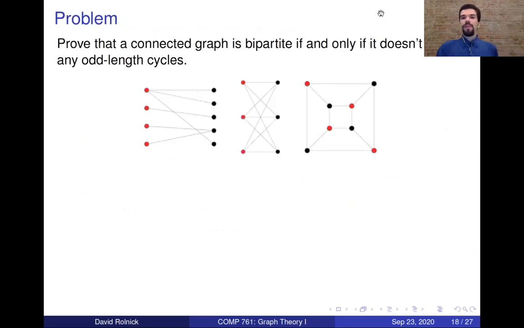Prove that a connected graph is bipartite if and only if it doesn't have any odd length cycles. An odd length cycle would be, for example, C3, which is a triangle, or C5, which looks like a pentagon.